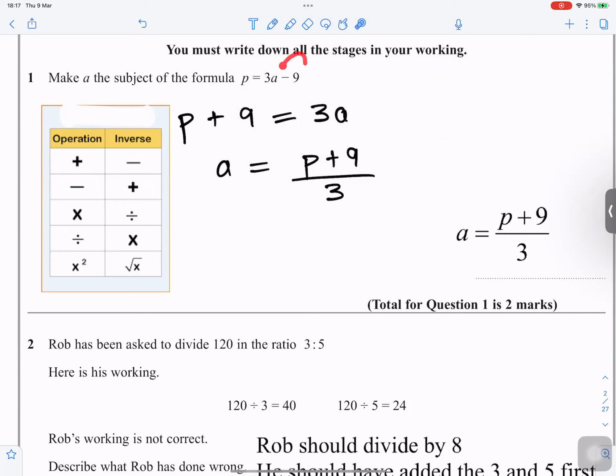So we need to remove the 9. The inverse operation for minus 9 is plus 9. So it's P plus 9. 3A means 3 times A. So the inverse would be divide by 3. So it has to be all of P plus 9, divided by 3. That's how you do that.